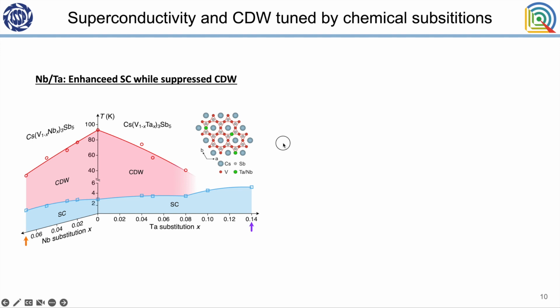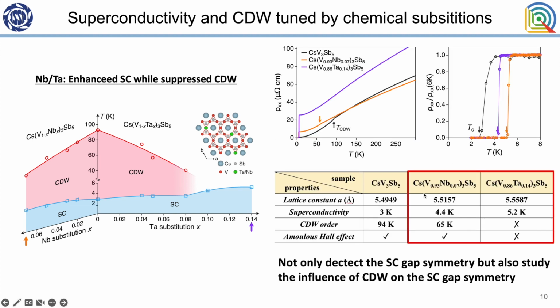Among them, we chose two exemplary substitutions, the 7% niobium and the 15% tantalum substitutions, because they have a relatively high and similar Tc, and the CDW order is partially suppressed in the 7% niobium substitution and fully suppressed in the 15% tantalum substitution. This enables us not only to detect the superconducting gap symmetry, but also to study the influence of the CDW order on the superconducting gap symmetry.